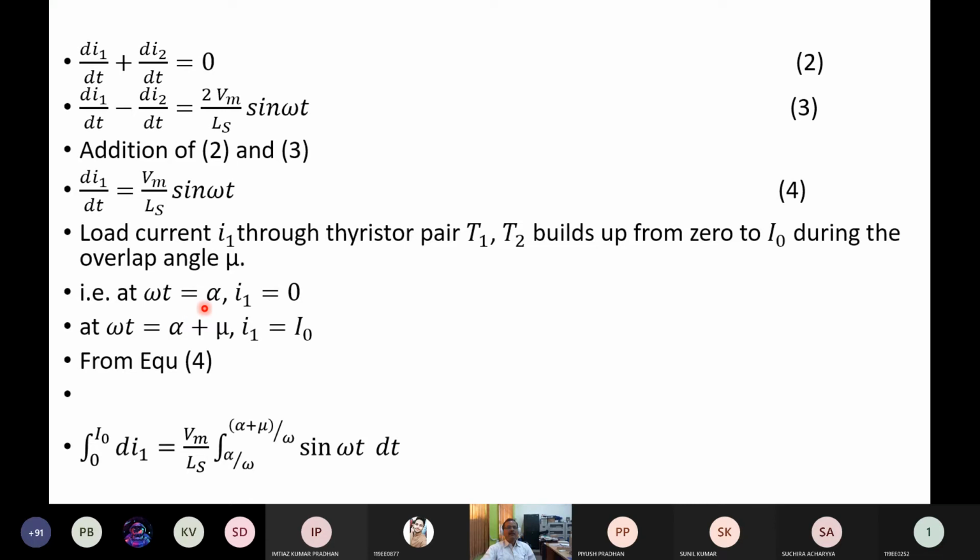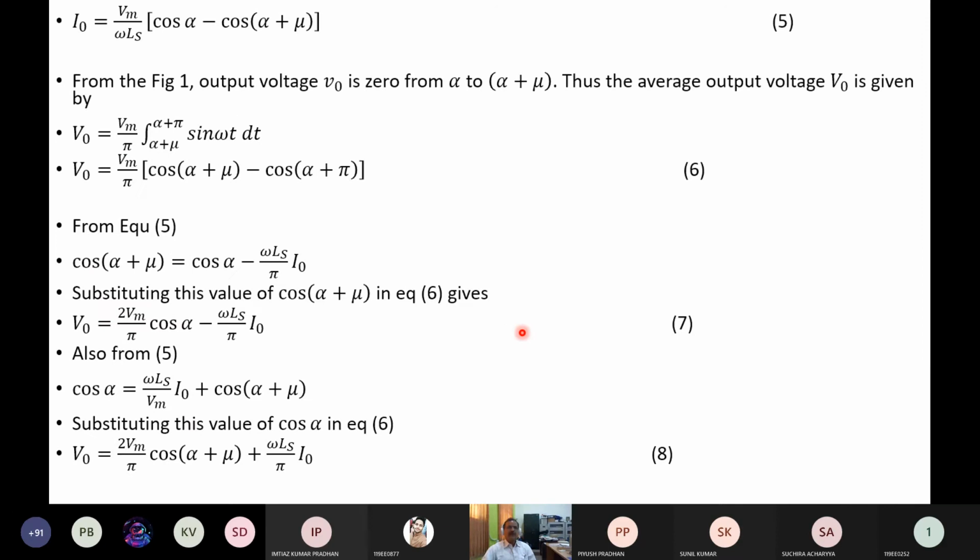So at omega t is equal to alpha, I1 is equal to 0. At omega t is equal to alpha plus mu, I1 is equal to I0. So putting this in this equation and integrating it, we'll get the expression for I0: Vm by omega Ls times cos alpha minus cos alpha plus mu. Is it okay?